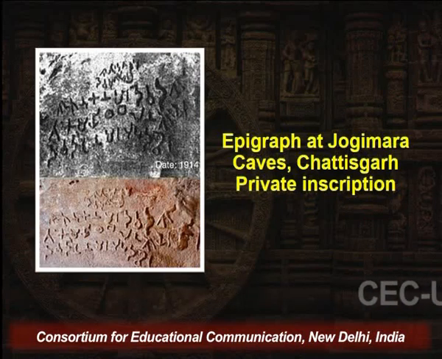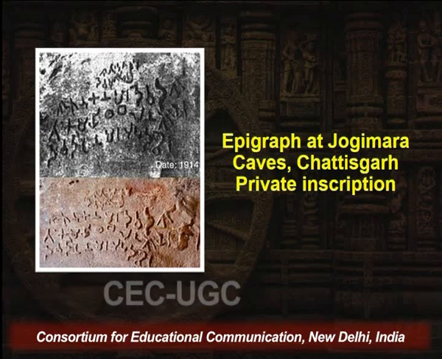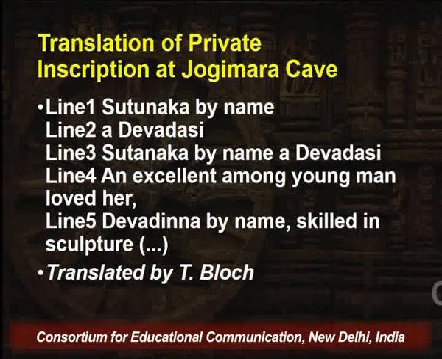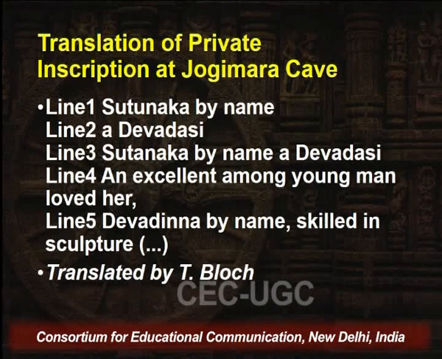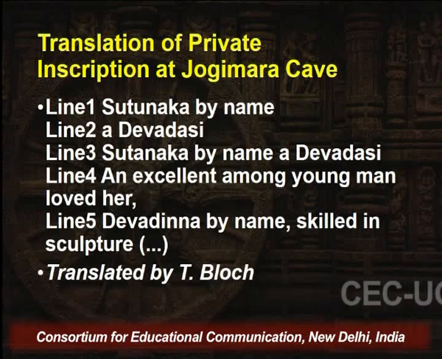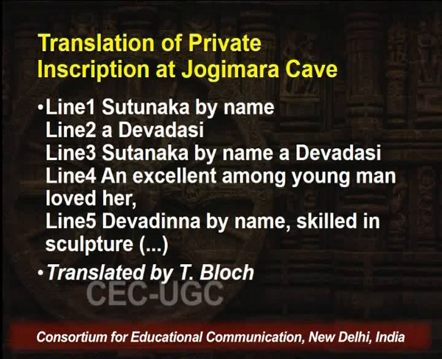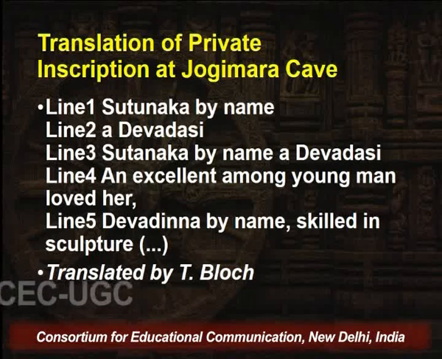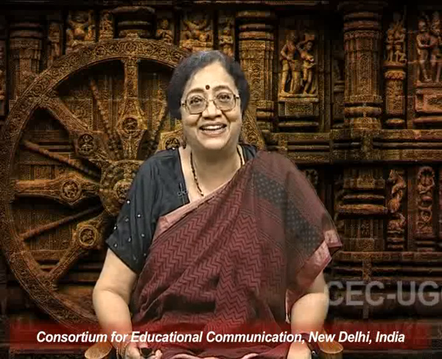Now, if you look at this picture, this is a picture of an epigraph at the Jogimara Caves, Chhattisgarh, which is an example of a private inscription. Let us also take a look at what it really talks about. If we were to translate it, and this is a translation that I am showing you, which has been done by T. Bloch, it talks about Sutanuka. There is somebody, Sutanuka, who is a Devadasi, and she is a person whom another individual by the name of Devadina admires. Devadina calls himself a Rupadaksha. He's probably one of the scribes at that point in time.